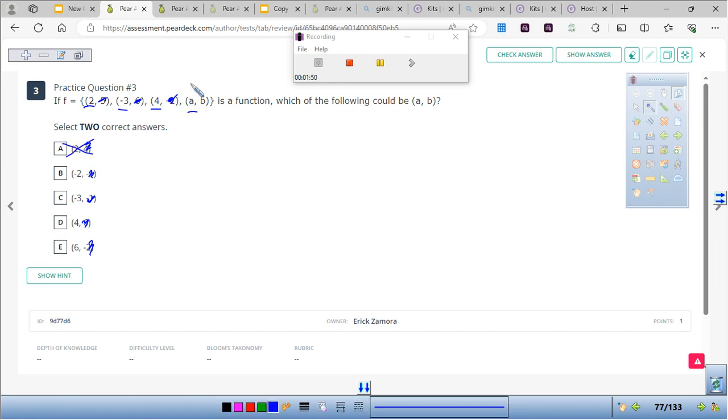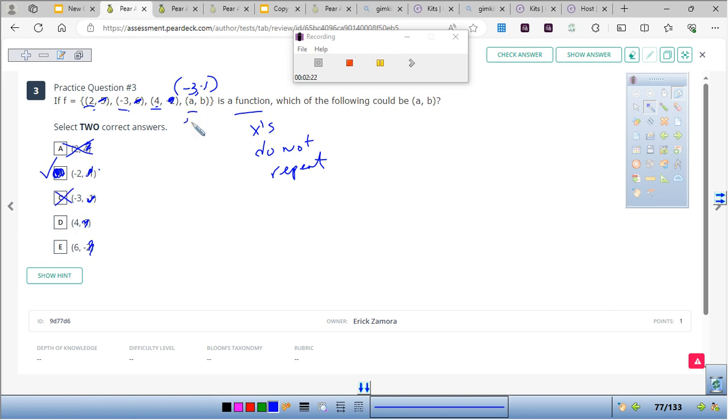If we were to add negative 2, negative 1, you see how the x's don't repeat? That's part of the function. That's correct. That's the one that we would like, because they want the 2 of them that would be a function. Function x's do not repeat. Negative 3: if we added negative 3, negative 1 here, you see how the negative 3 repeats? Not a function.